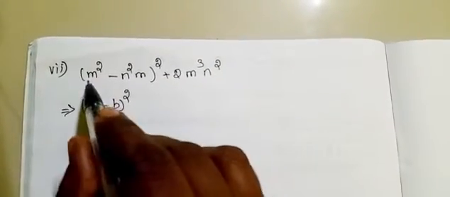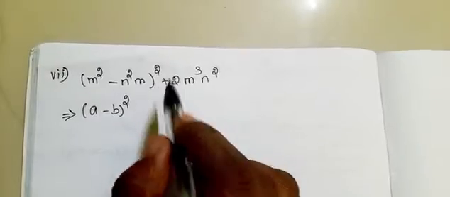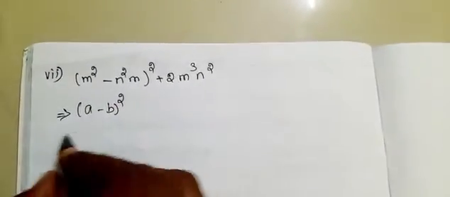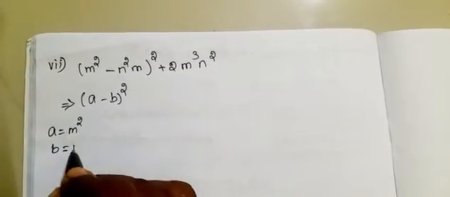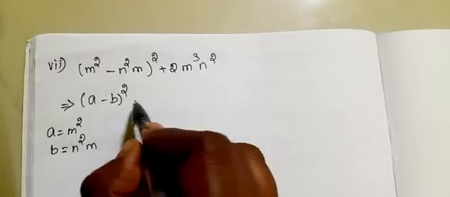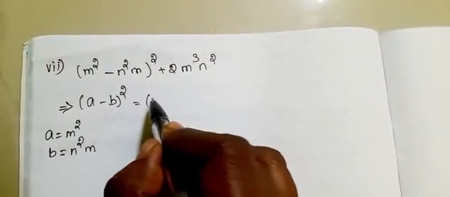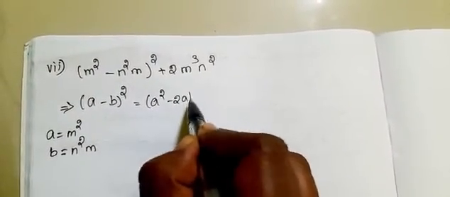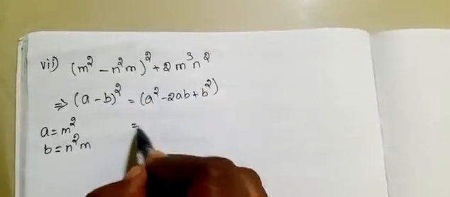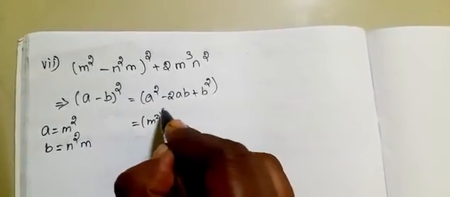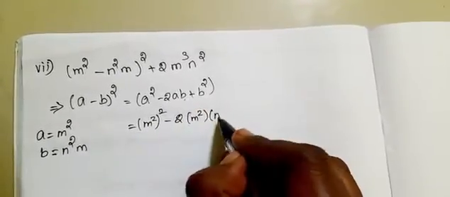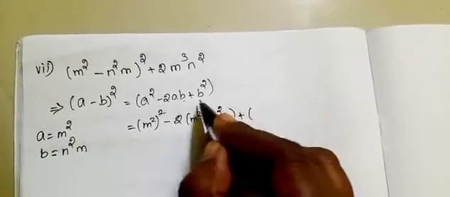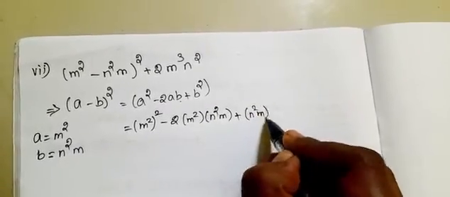It is the last question. The seventh one, (m square minus n square m) whole square. So it is in the form of (a minus b) whole square. Here the value of a is m square, then the value of b is n square m. So let's write this expansion as a square minus 2ab plus b square. (m square) whole square minus 2 into m square, then the b value is n square m, again the b value (n square m) whole square.